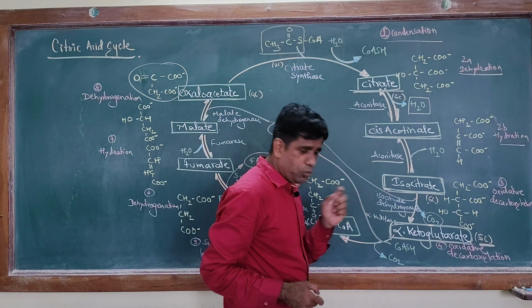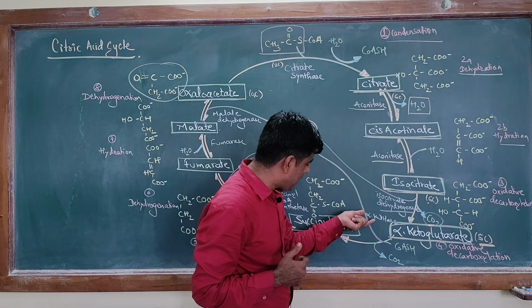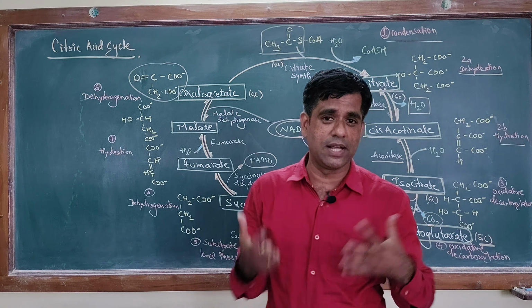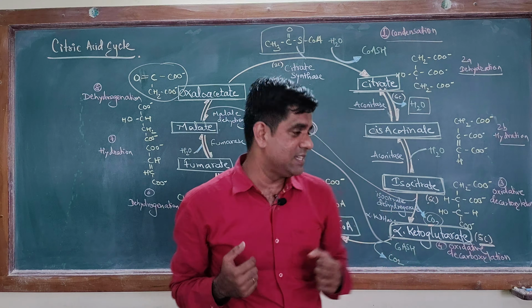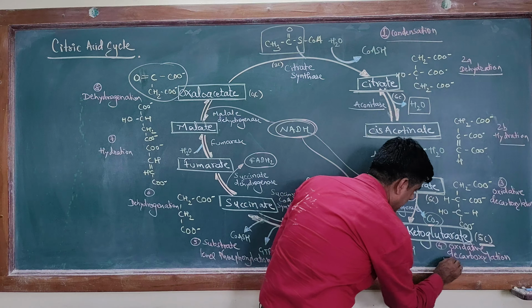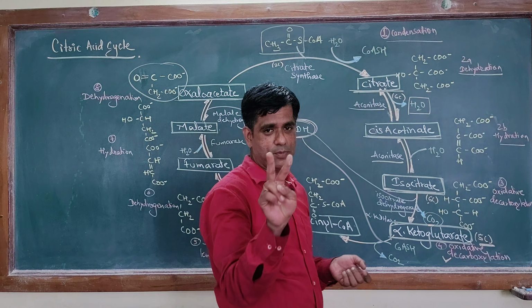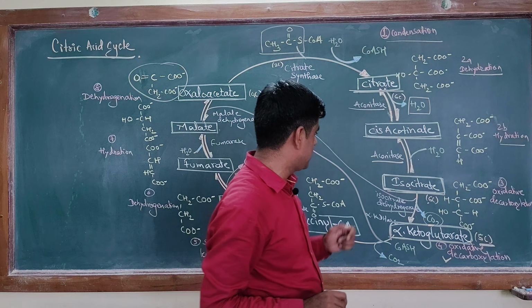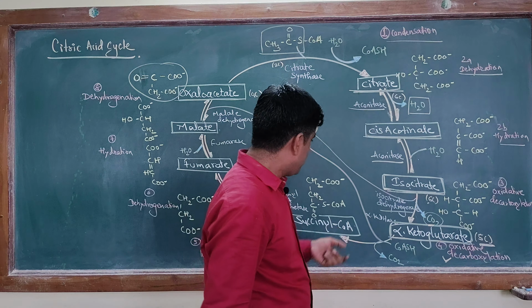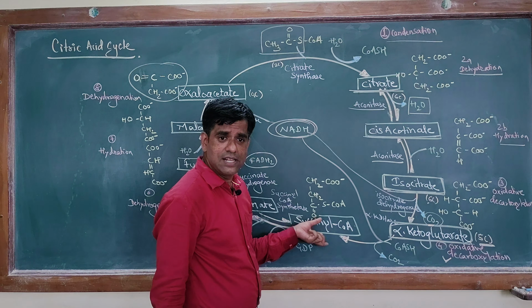Now this alpha ketoglutarate is acted upon by the next enzyme called alpha ketoglutarate dehydrogenase. These are actually enzyme complexes, though it appears as a single enzyme. This is not a single enzyme, you have multiple enzymes working together. So it is the alpha ketoglutarate dehydrogenase enzyme complex. It will again catalyze oxidative decarboxylation. So remember, there are 2 steps of oxidative decarboxylation. First, when your isocitrate gets converted to alpha ketoglutarate. Second, when your alpha ketoglutarate gets converted to your succinyl CoA.